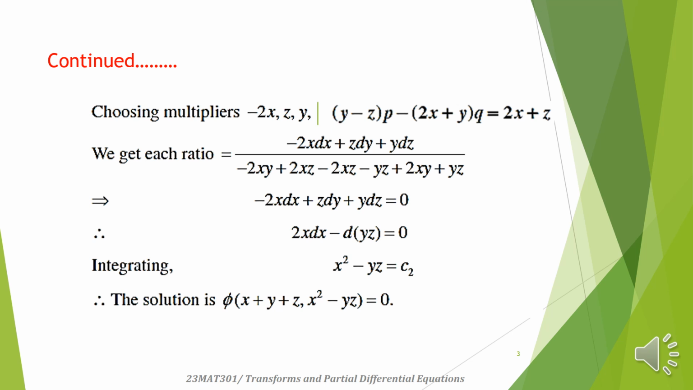x square minus yz equal to c2. So obviously the final answer will be of the form phi of (x plus y plus z, x square minus yz) equal to 0. So we will get the final answer phi of (u, v).